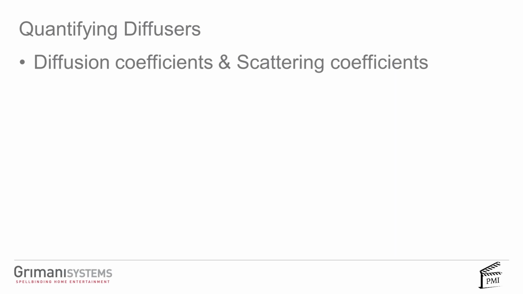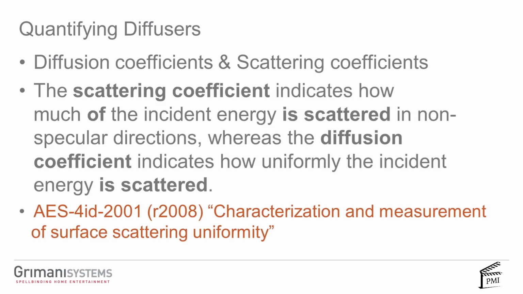Those diffusers, all diffusers can be quantified. There is a thing called the diffusion coefficient and a thing called the scattering coefficient. There's a very good paper you can download. There's a spec from the Audio Engineering Society that explains that. Very loosely, I'll say that the scattering coefficient shows how much of the incident energy is scattered. So given a direct sound that reflects off a hard surface, which would have a zero scattering coefficient, a perfect diffuser would have a scattering coefficient of 1.